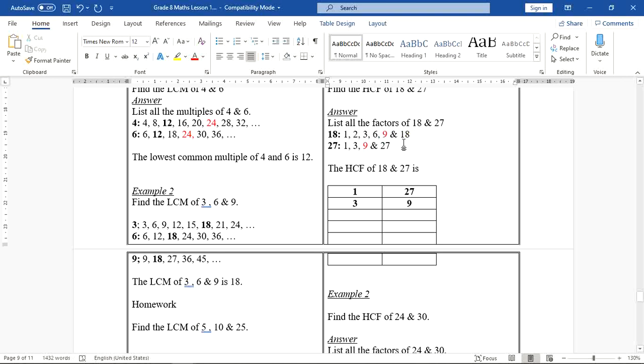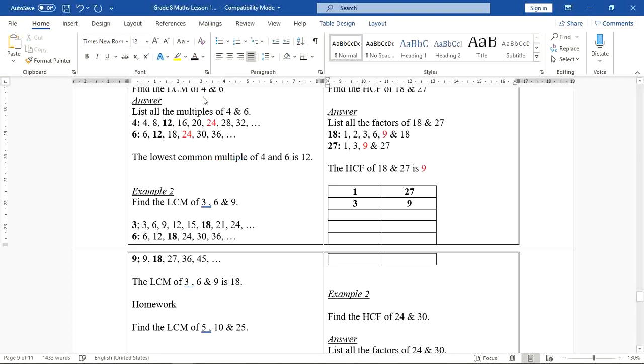Because this one has 18, but there's no 18 here. This one has 27, but there's no 27 here. So we can conclude that 9 is the highest common factor of 18 and 27. Yes, that is the answer. So the highest common factor of 18 and 27 is 9.